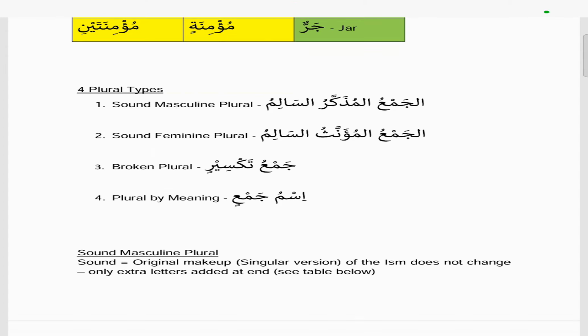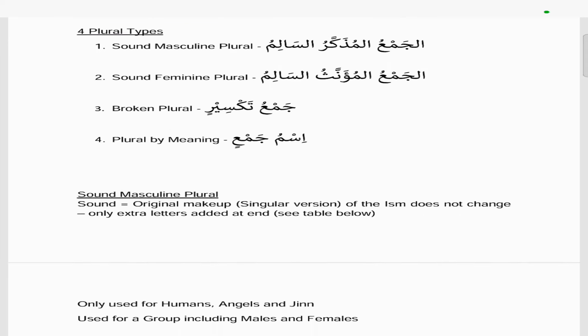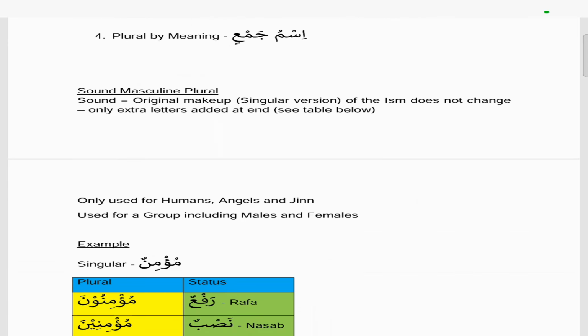So there are 4 plural types. The first one is called the sound masculine plural. The second is the sound feminine plural. The third is the broken plural, and the fourth is the plural by meaning. So, the sound masculine plural. Sound literally means the original makeup, meaning the original singular version of the ism does not change. Only extra letters are added at the end. We can see that in the table below.